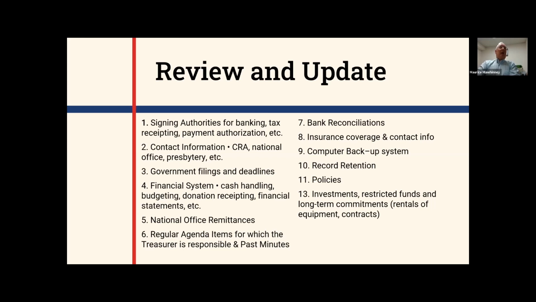We've got government filings that have to be done. Again, it could be payroll related items that need to be released or sent forward. We also need a system that can be used for handling the cash, the budgeting, and receipting financial statements. And again, I think in the last slide, Jim's going to be talking about what type of software you can use. We need to update and make sure that we're making our remittances to the national office on a timely basis. And we just talked about that there.